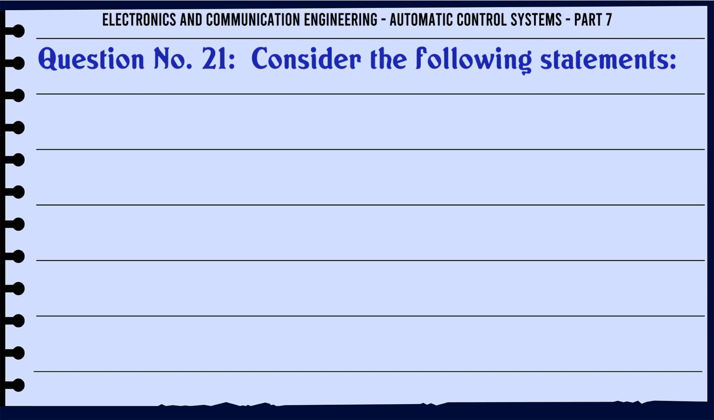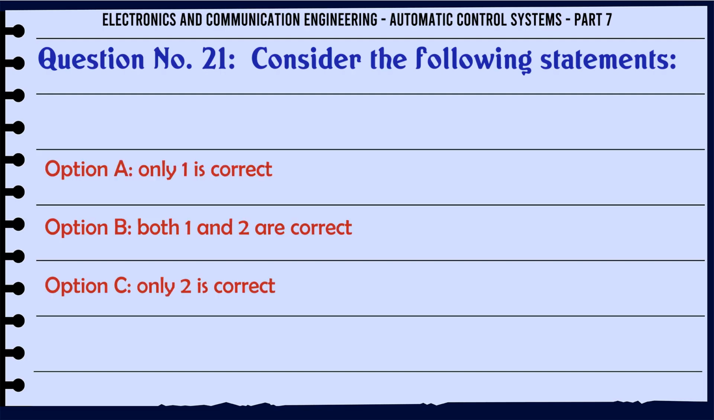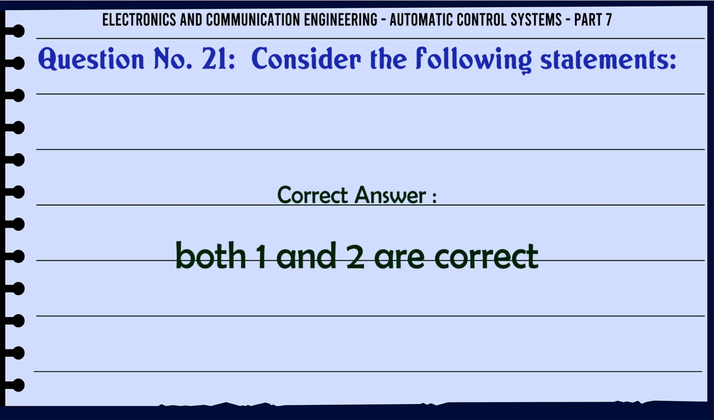Consider the following statements. A: Only 1 is correct. B: Both 1 and 2 are correct. C: Only 2 is correct. D: Both are wrong. The correct answer is both 1 and 2 are correct.